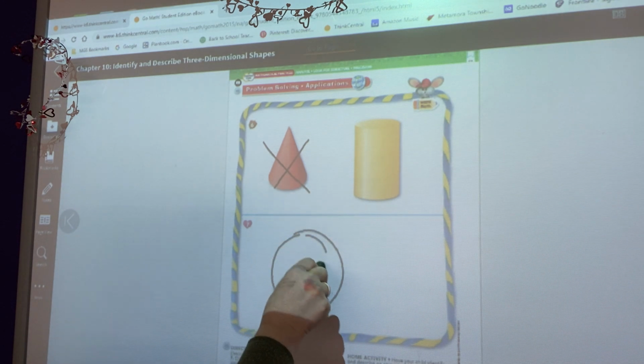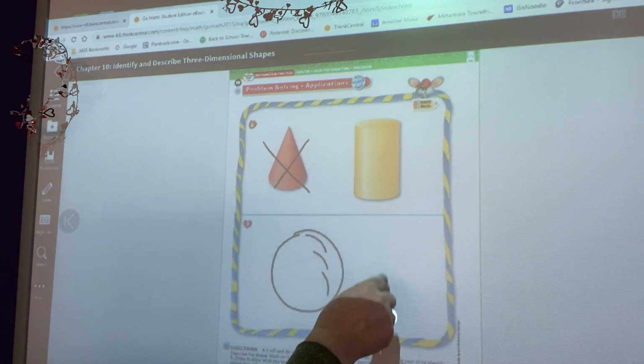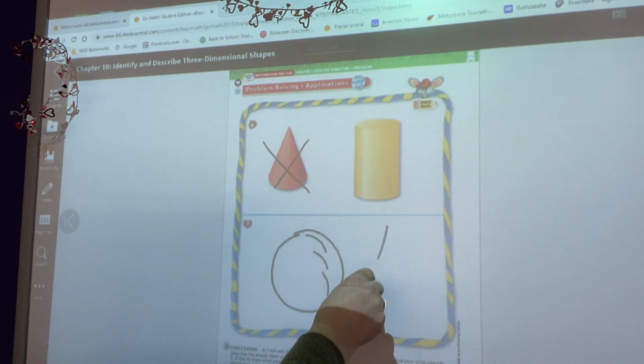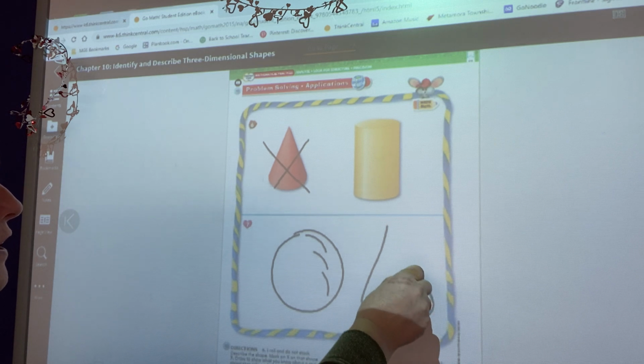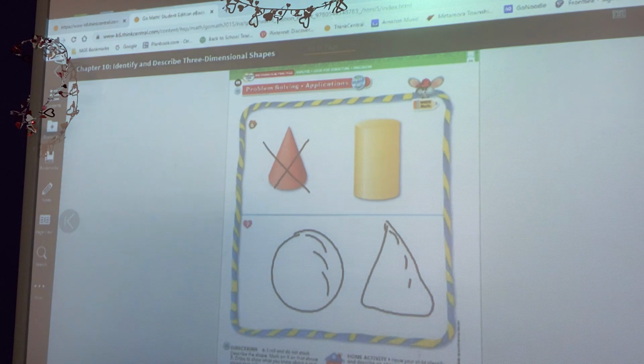What did you come up with? Did you come up with a sphere? You are correct. Very good. You also could have said a cone because it can roll and it does not stack. So if you thought of a cone, that would also fit our description as well. Okay?